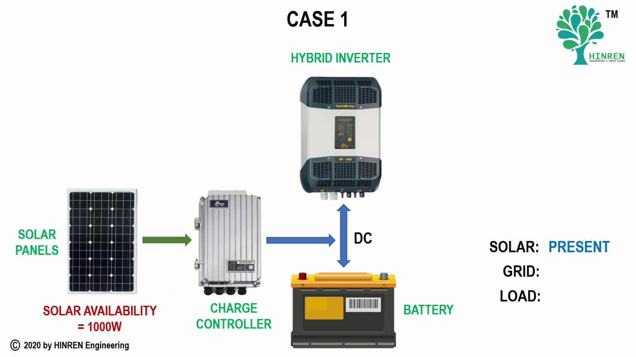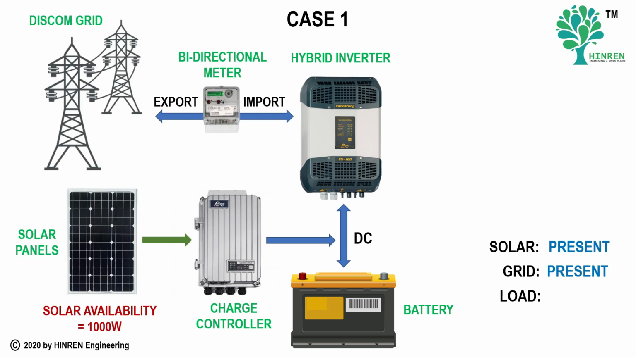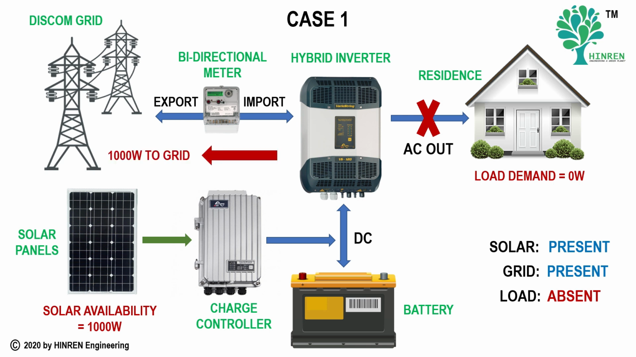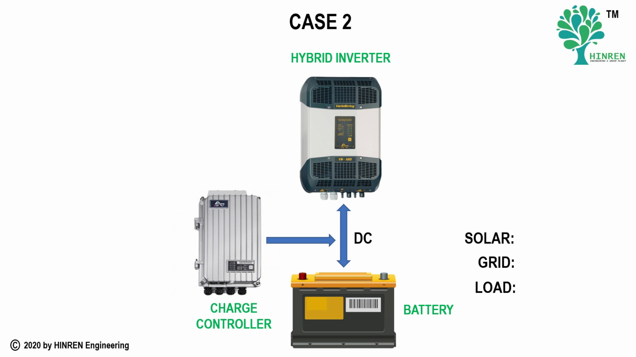In case 1, we have solar available. We also have the grid available. However, there is no load demand from the residents. In this case, the entire energy generated by the solar panels gets exported to the power utility grid. As you can see, the entire 1000 watts gets exported to the power utility grid and there is no energy import in this case.